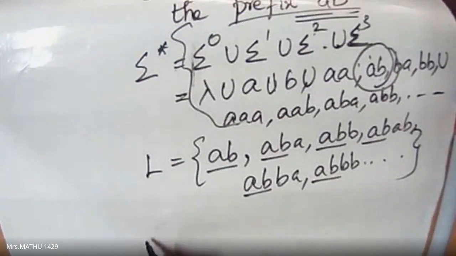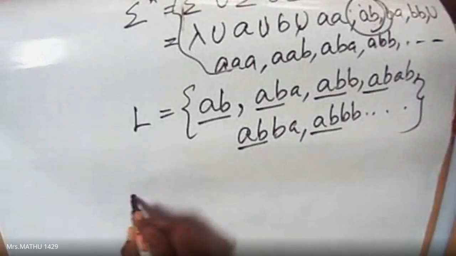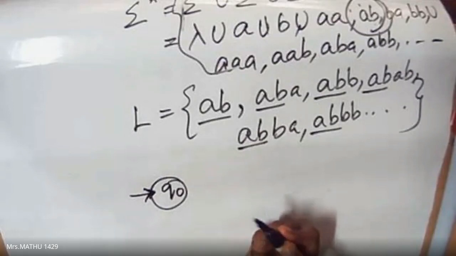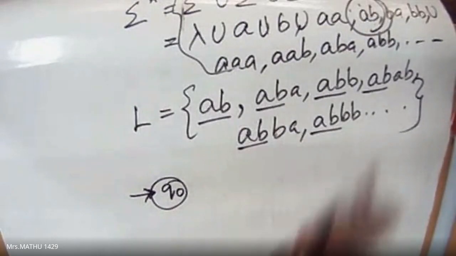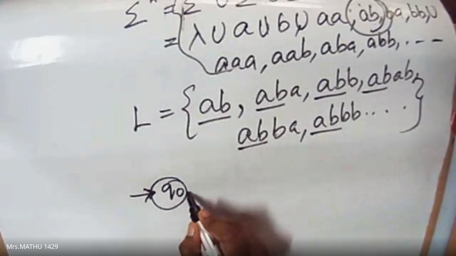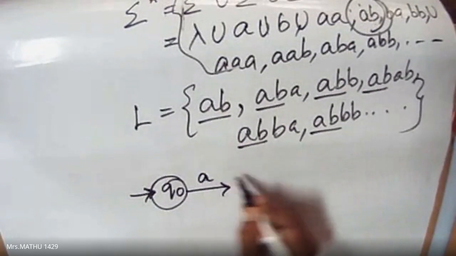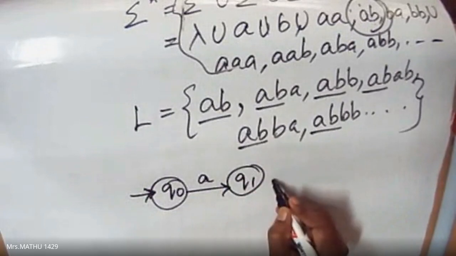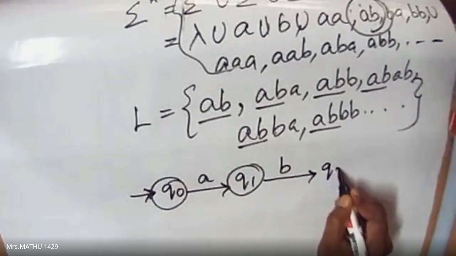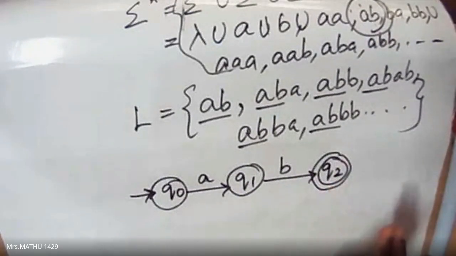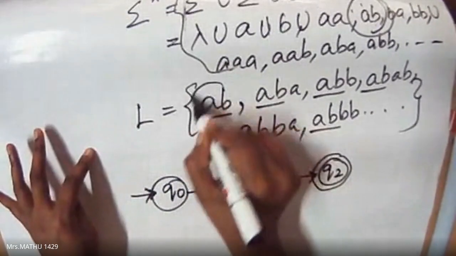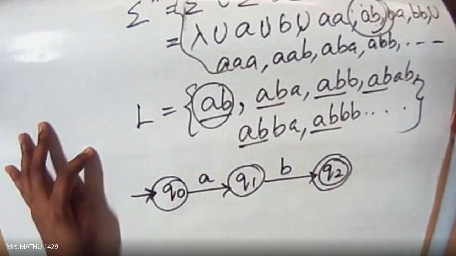Let me have an initial state, let me take it as Q naught. What is required is A and B are mandatory in your string. So how can I do that? On reading A, I go to another state Q1, and on reading B, it goes to a final state. This is the minimum. The DFA is not yet over, I'll tell you.